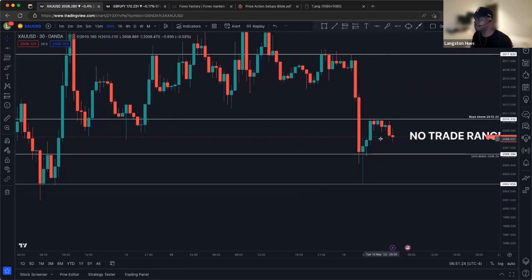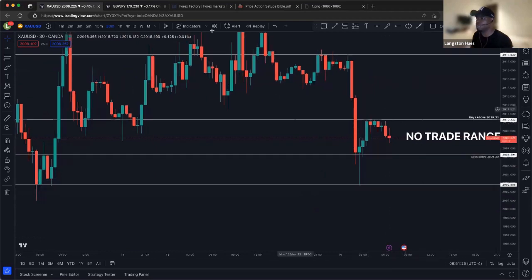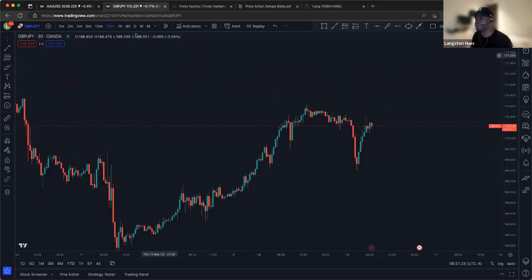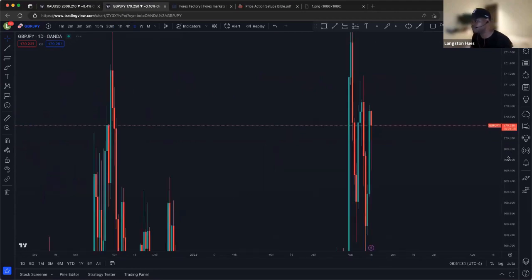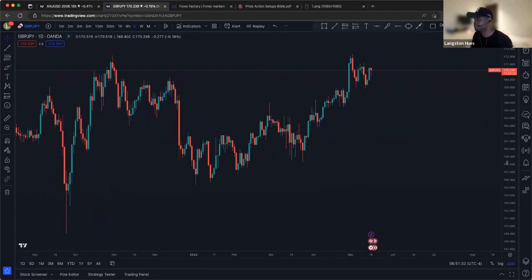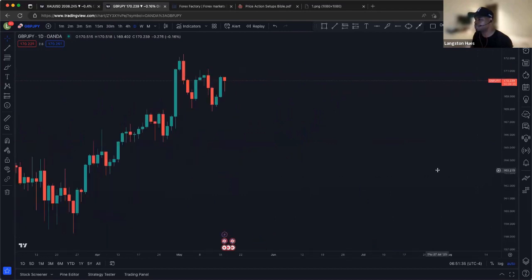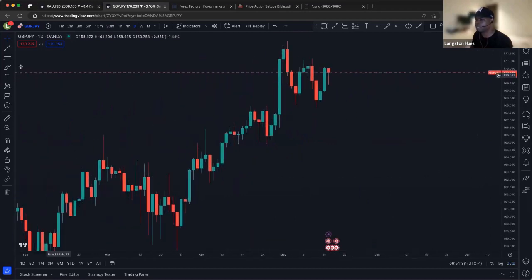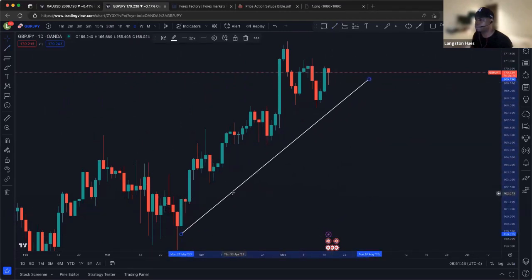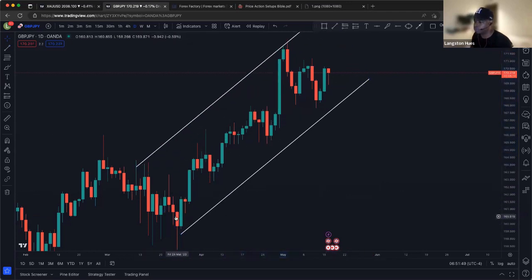And let's take a look at British pound. So again, we'll start with the daily, high time frame analysis. The daily market structure for British pound is, again, similar to gold, just this uptrend, right? There's just this uptrend right here on the market structure. And this has been going on since March of 2023. All of April has been in this uptrend, right?